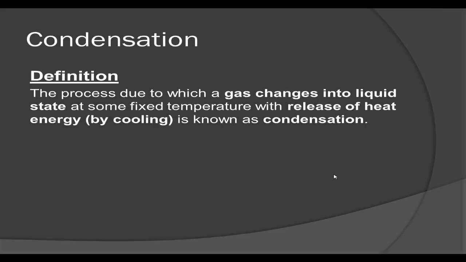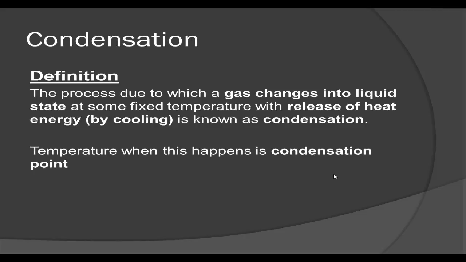I assure you, right? When steam comes out of the boiler, the outside air is far cooler, so it is releasing energy because steam is hotter. Always the hotter substance, a hotter object, loses heat to the colder object. So here the heat is flowing from the steam into the air outside. And so when the steam loses heat, its temperature has to come down, and when it reaches 100 degrees, it is the condensation point, and it starts getting converted to liquid form, which is the water. That's what's happening, right? So the process due to which a gas changes into liquid state at some fixed temperature with release of heat energy by cooling is known as condensation.